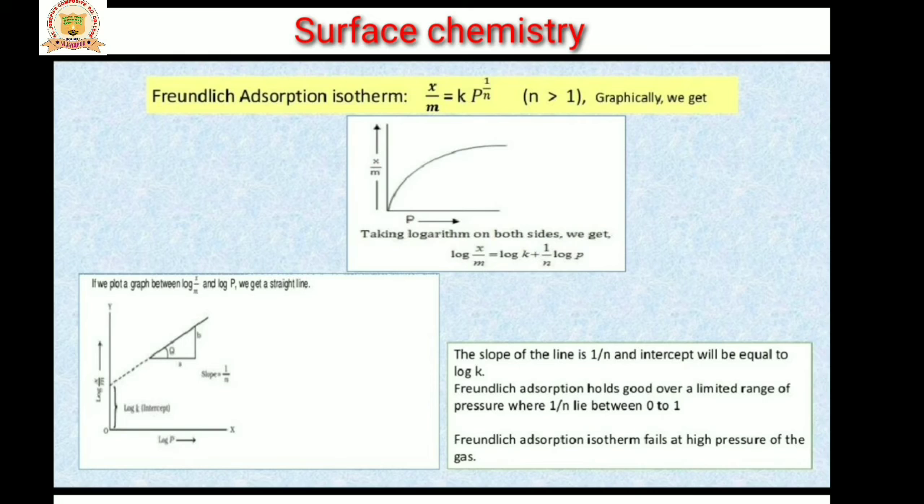So the Freundlich adsorption isotherm holds good over a limited range of pressure only, where 1 by n lies in between 0 to 1. That 1 by n is called the saturation pressure. Here the graph shows 1 by n as the slope and log k as the intercept. The graph is log x by m versus log P. Here the intercept is log k and slope is 1 by n.